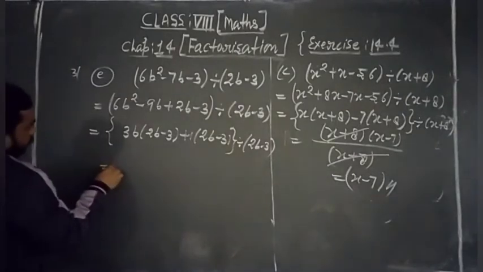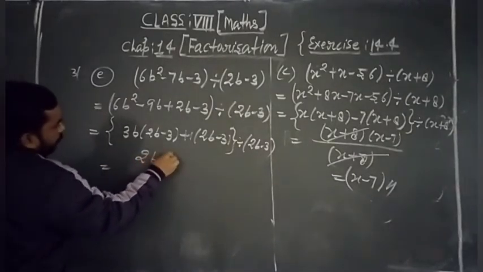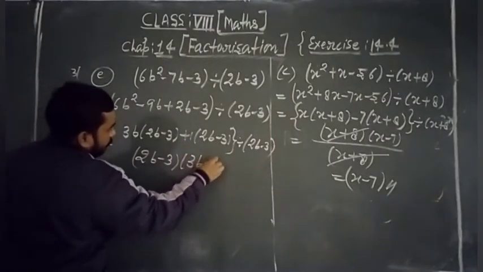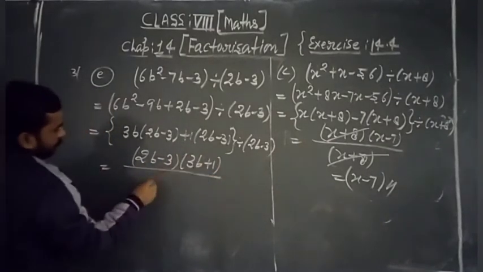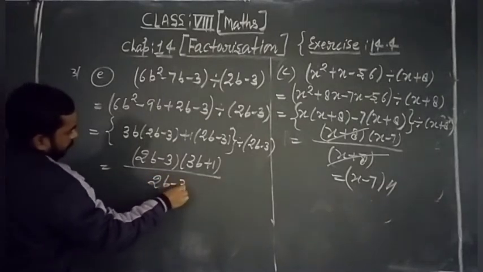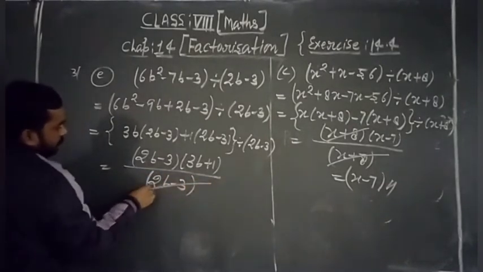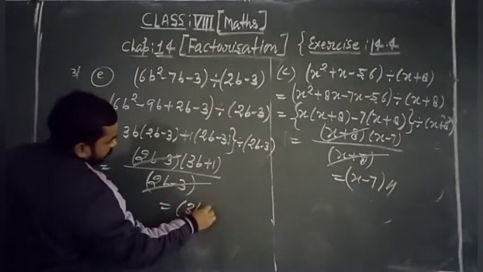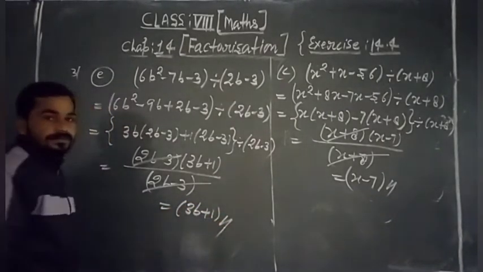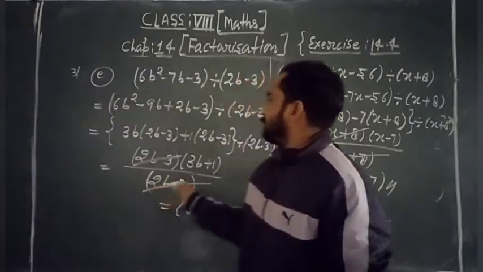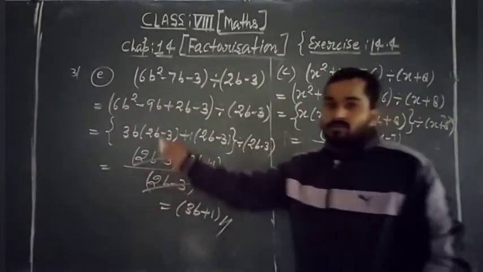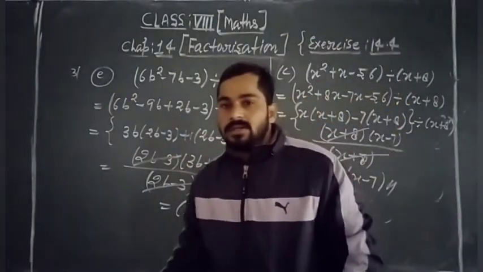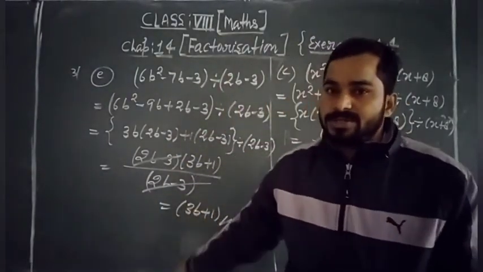Then the factors of this expression are 2b minus 3 and 3b plus 1, divided by 2b minus 3. So 2b minus 3 divided by 2b minus 3, and we have the quotient 3b plus 1. First we have to factorize this, then we have to find the division of this given algebraic expression.